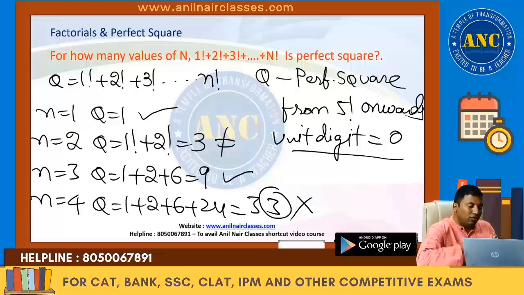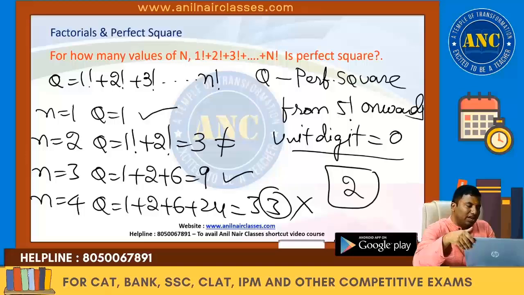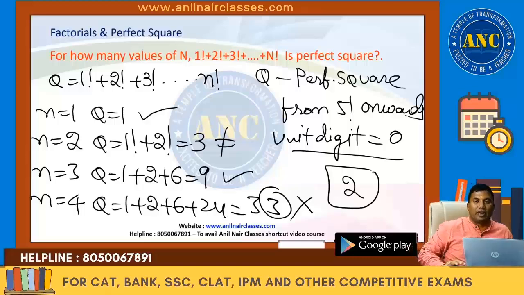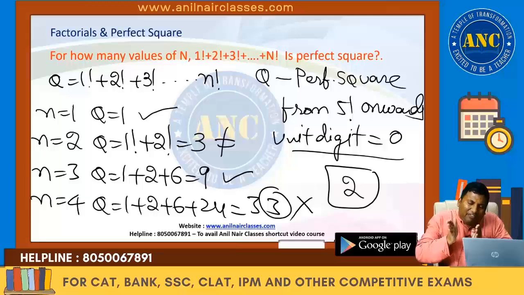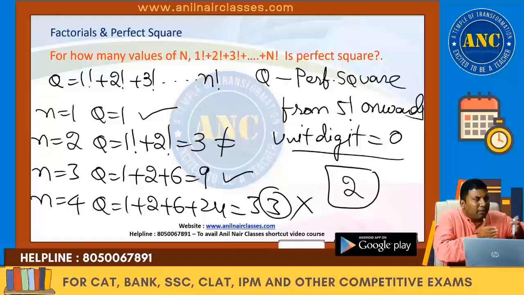So only 2 values are there which will give you the q value a perfect square. What is the concept that I used in this question? A perfect square never ends with 2, 3, 7 or 8. From 5 factorial onwards, the unit digit is 0. So if from 5 factorial you add any number, till 4 factorial I got the unit digit 3. 3 plus 0, 3. A perfect square can never end with 3.